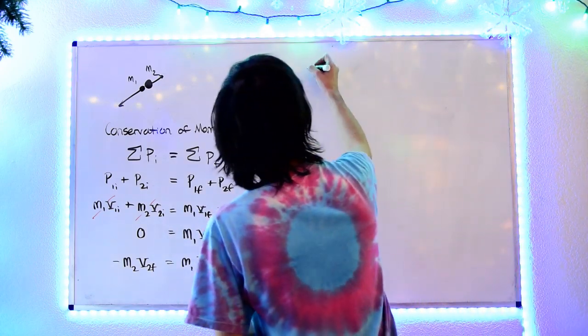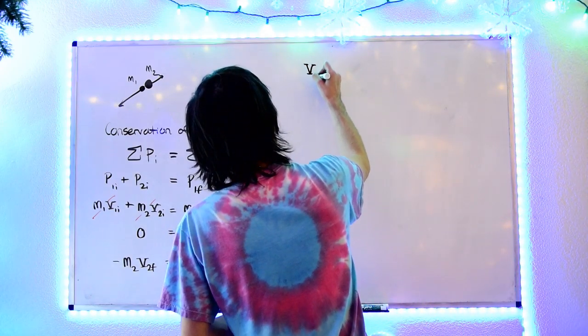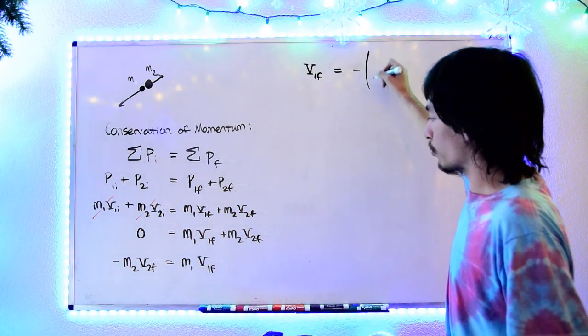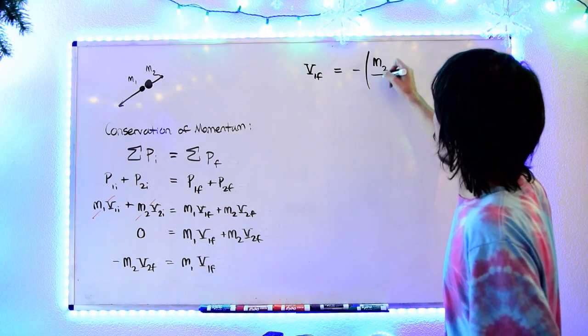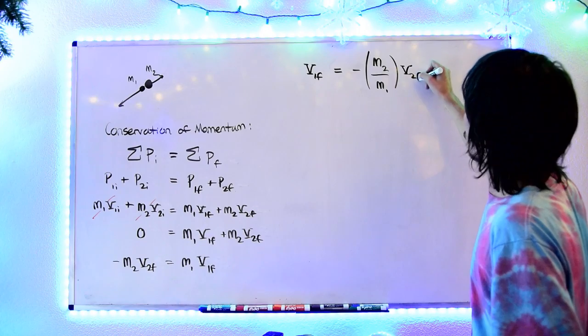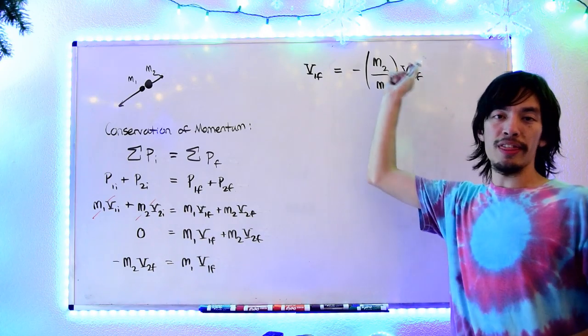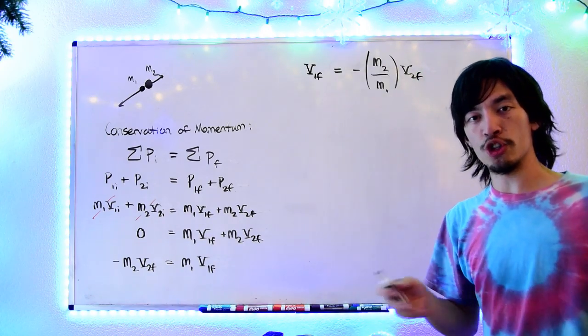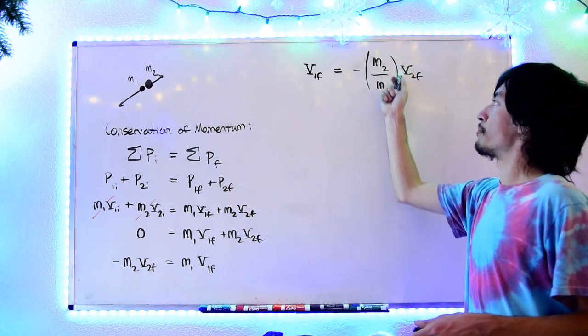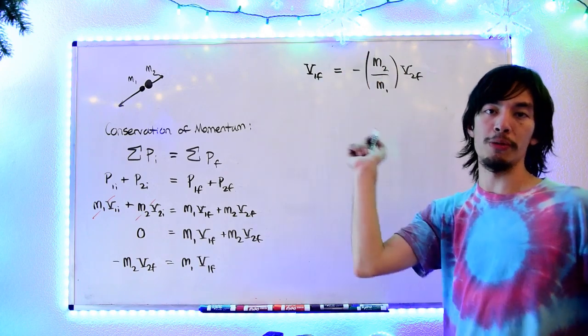So we have v1 final equals negative, I'm going to write it this way, m2 over m1 times v2 final. I've written it this way to emphasize the relationship of what happens. Notice that the answer to this problem just depends on the ratio of the two masses.